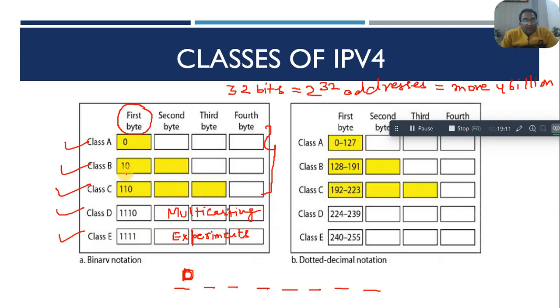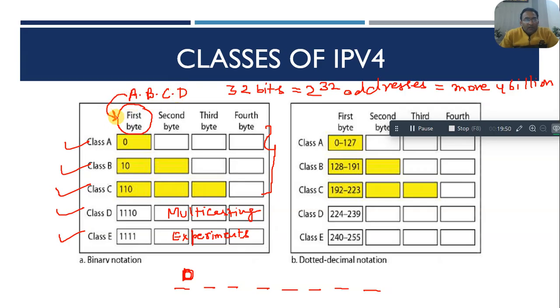If the first octet starts with 2 bits, 1 and 0, this is class B. If it is 110, then it is class C. If it is 1110, it is class D, and 1111 means it is class E. Please remember that we are just talking about the first octet, that is A. We write the IP address in the format A.B.C.D, and I am just talking about this A part.